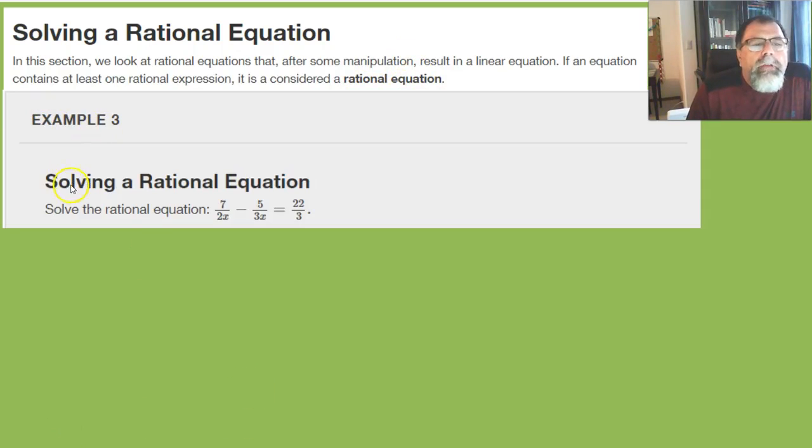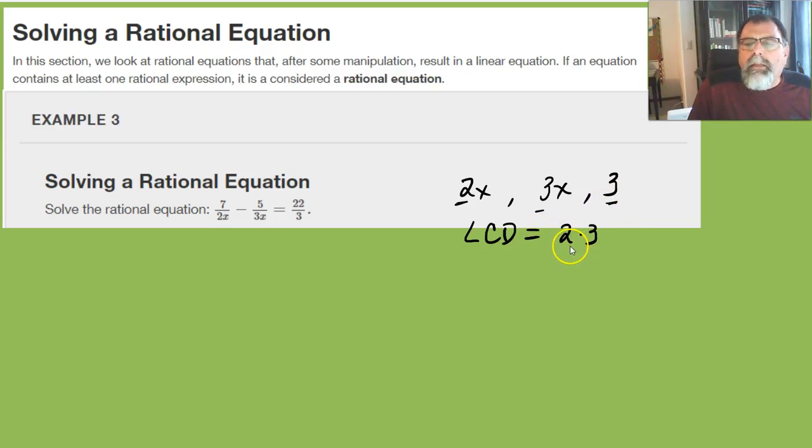All right, looking at example 3, solving this rational equation. 7 over 2x minus 5 over 3x equals 22 over 3. Now the technique is you're going to multiply both sides of the equation by the LCD of all the denominators. So we have 2x, 3x, and 3, the LCD, so looking at the numbers 2 and 3, that's going to get us 6, and then we just need one x.